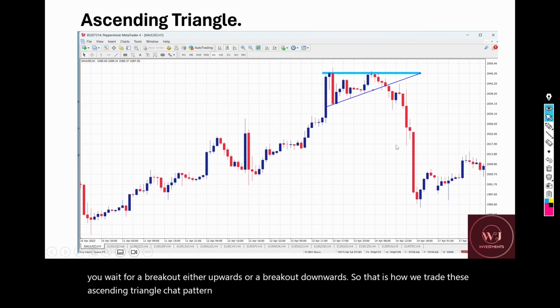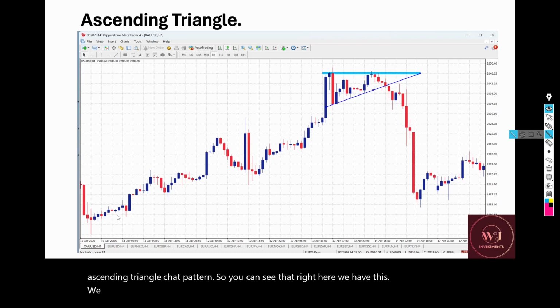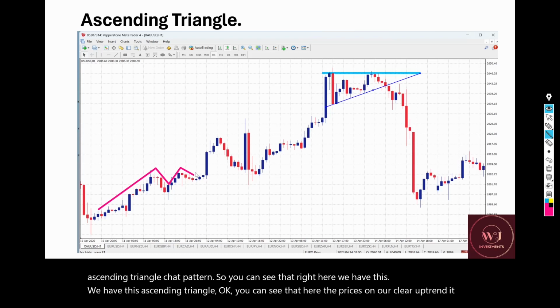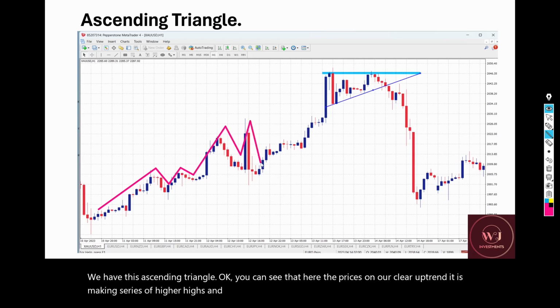So you can see that right here we have this ascending triangle. You can see that here the price is on a clear uptrend, making a series of higher highs.